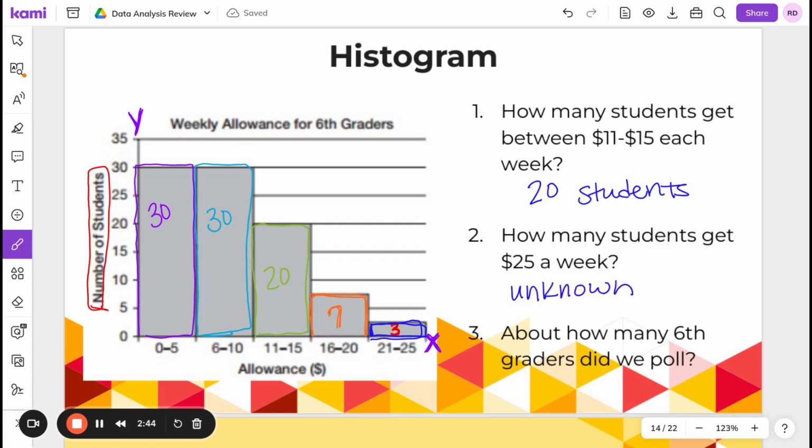Your histograms do not give you exact data points unless it gives you a table to accompany the graph. This one we don't have the table, so we cannot just assume the number of students that get that amount of money.